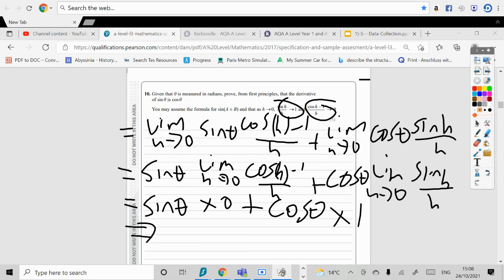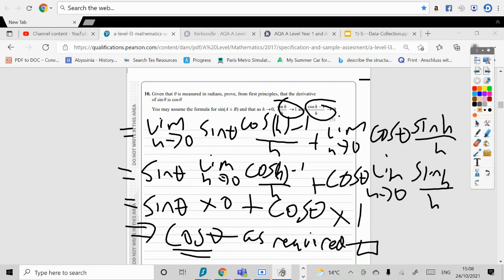Okay, so sine theta times 0 will give us 0. Cosine theta times 1 will just give us cosine of theta. Okay, as required. End of proof. Okay, that's how we can get all 5 marks here for question number 10.